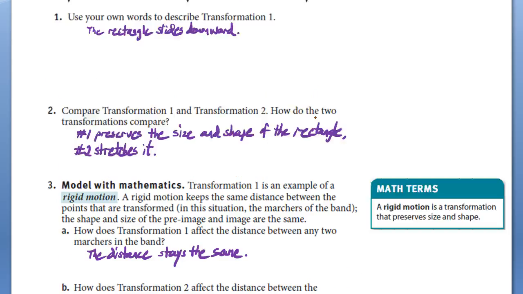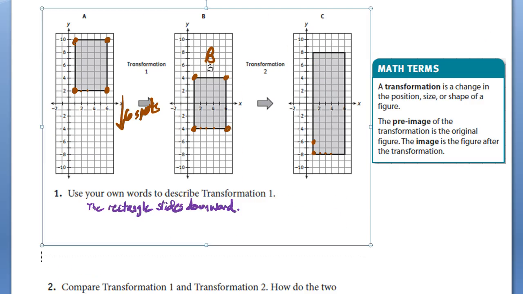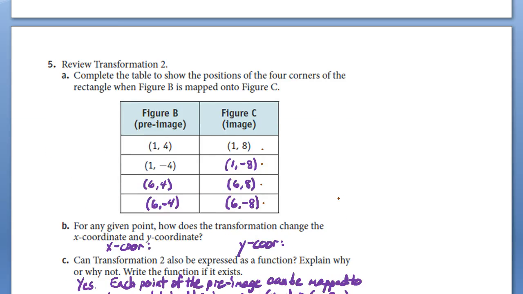We can quickly go back and take a look at the rectangle. Here was figure B, and here's figure C, and so that corner is (1, 8). This one is (6, 8). This is (1, -8). This is (6, -8). That's what that question was asking for: what are the corners? And those are filled in the chart.